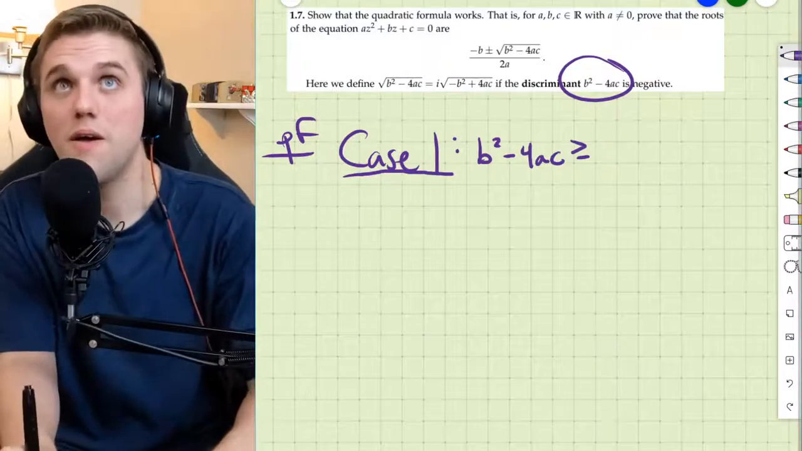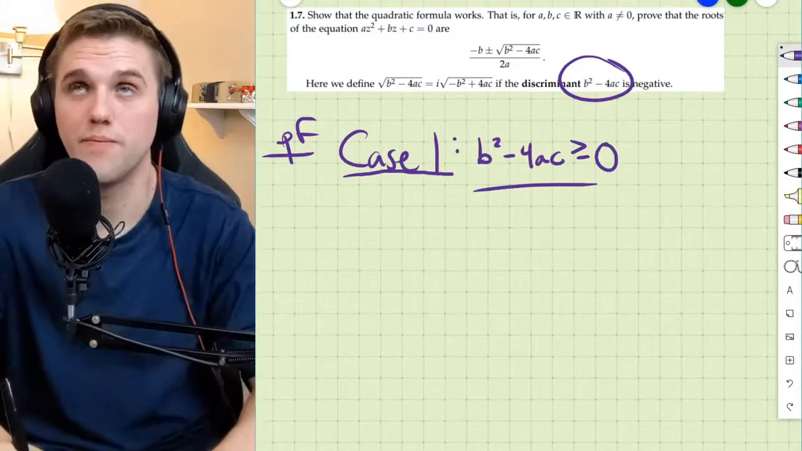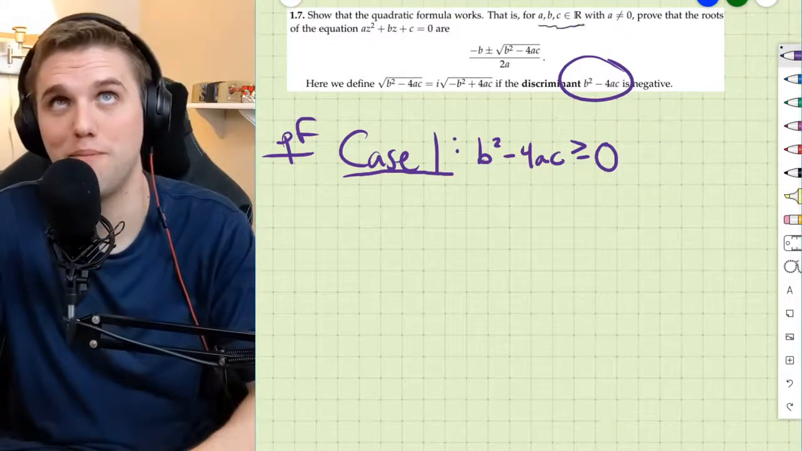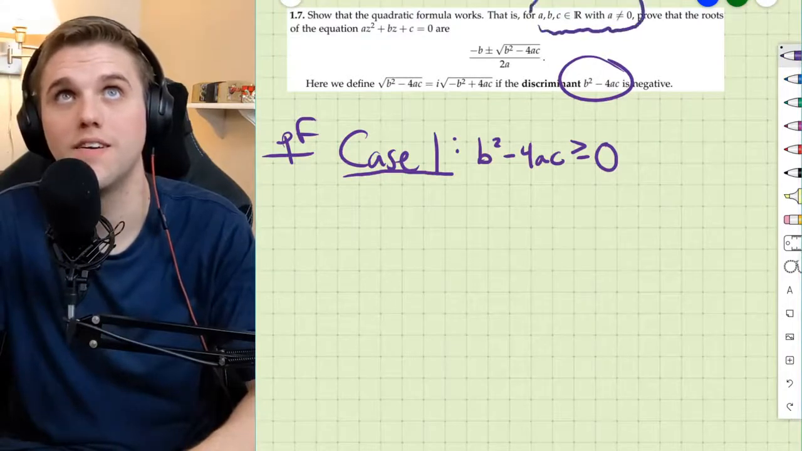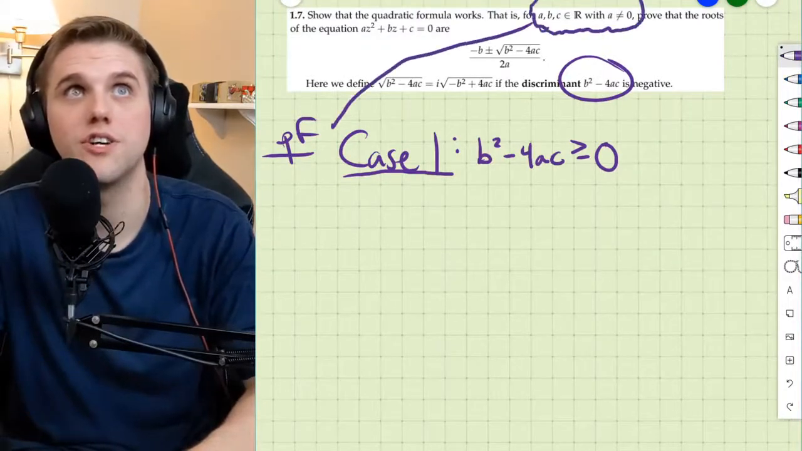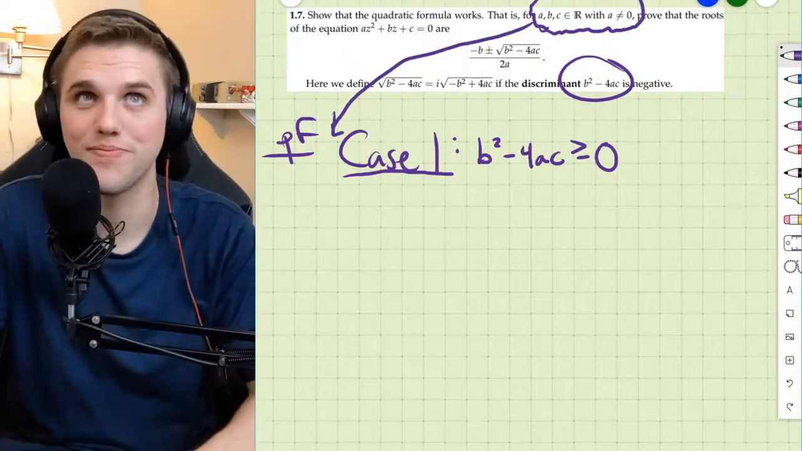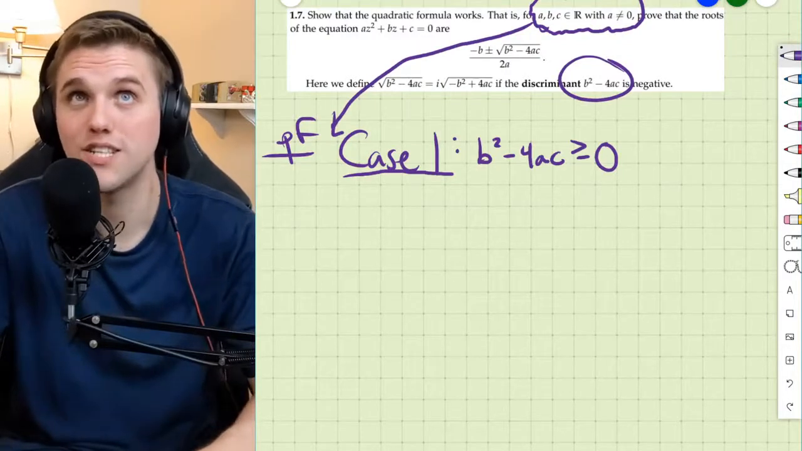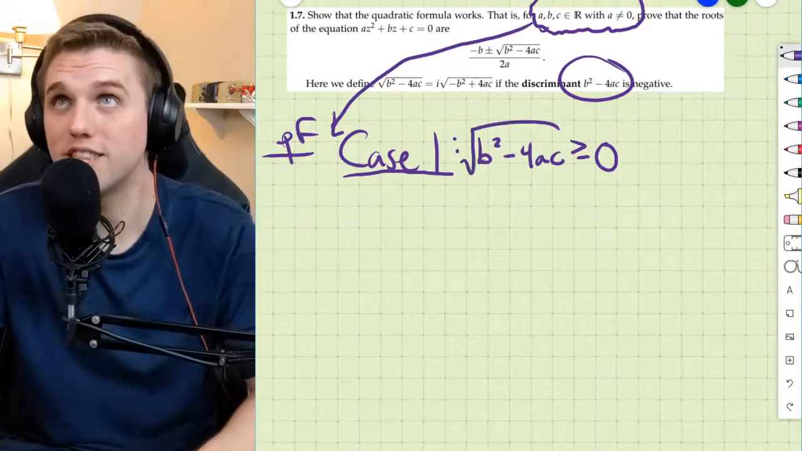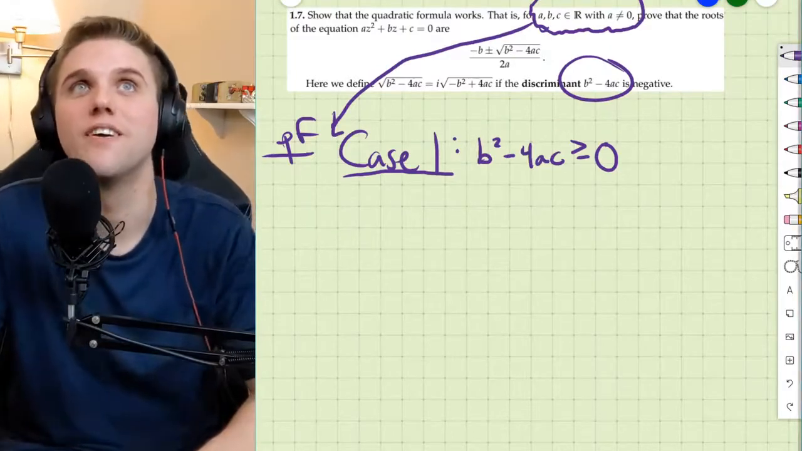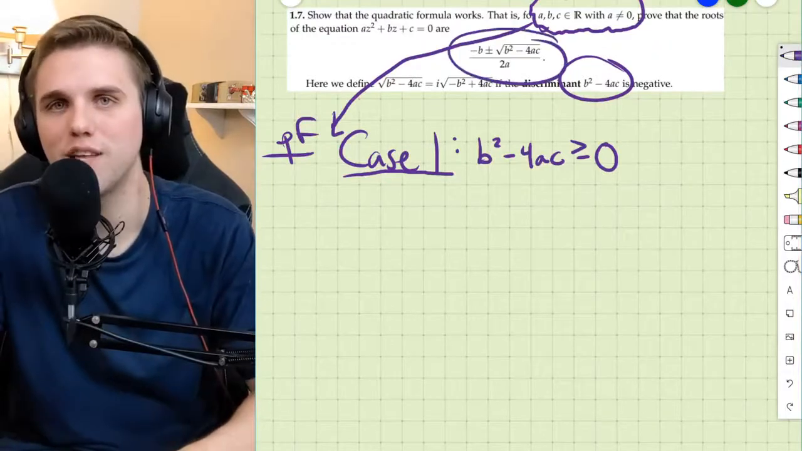Okay, so b squared minus 4ac is greater than or equal to 0. Now, I should have mentioned in my proof that my assumptions were right here. So that right there should go right in my beginning. My bad. All right, so case 1, b squared minus 4ac is greater than or equal to 0, so that I can actually make sense of what that means. That's great. How do we prove that I have my two answers here?